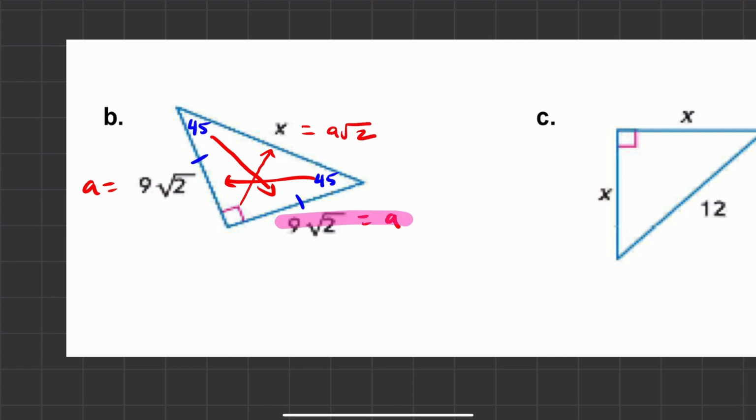We know that A is equal to 9 root 2, and I'm solving for X here. X is currently A root 2. So if I know what A is, I can just plug in whatever A is here. So this is 9 root 2 times root 2. That is 9 times, well, root 2 times root 2 is 2. Your answer is 18.